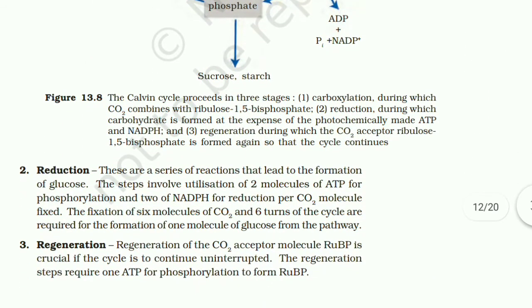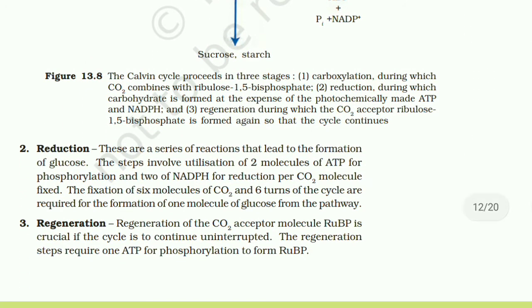Number 2. Reduction. These are a series of reactions that lead to the formation of glucose. The steps involve utilization of two molecules of ATP for phosphorylation and two of NADPH for reduction per CO2 molecule fixed. The fixation of 6 molecules of CO2 and 6 turns of the cycle are required for the formation of 1 molecule of glucose from the pathway.